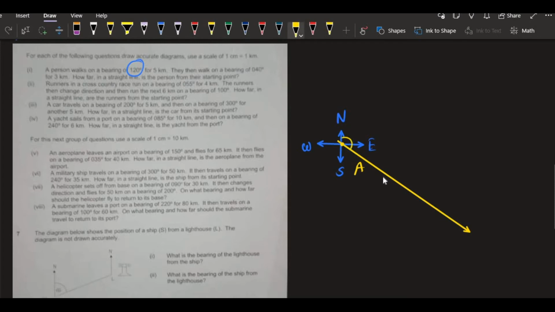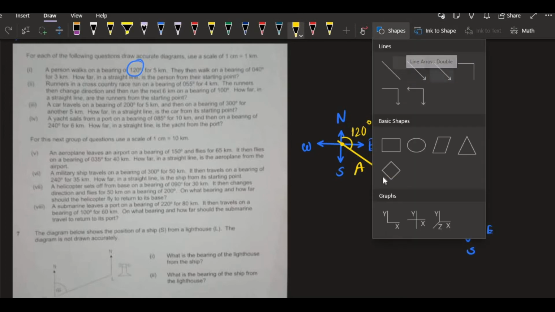So basically the angle is 120 from the north, like this. He travels for 5 kilometers in this direction. He then walks on a bearing of 40 degrees for 3 kilometers. So let's draw another compass here: north, east, south, west, 40 degrees from the north.